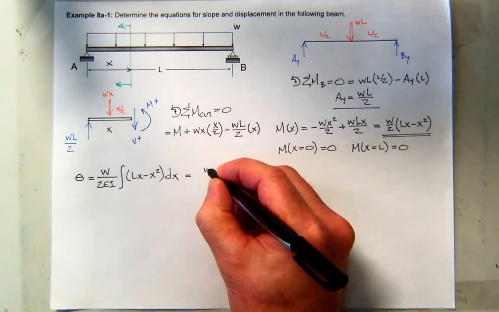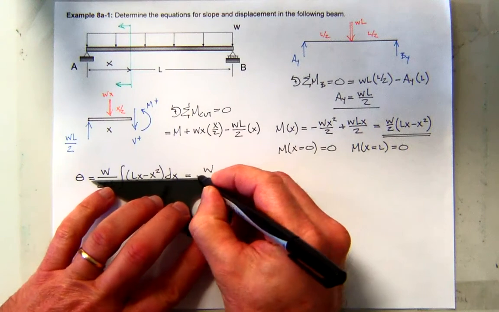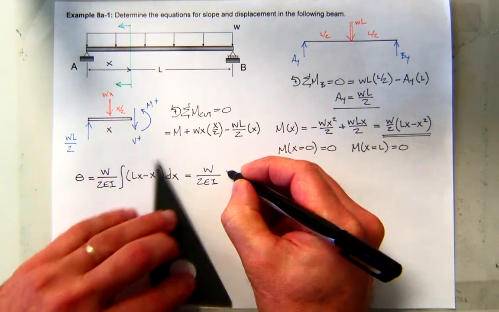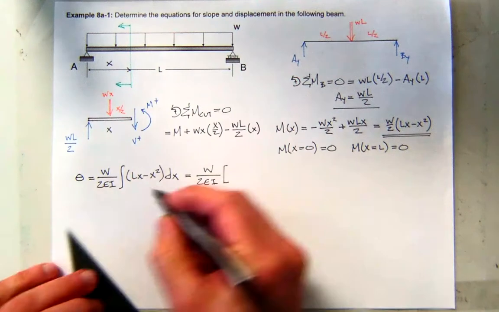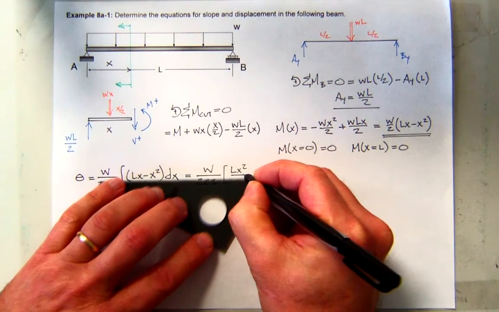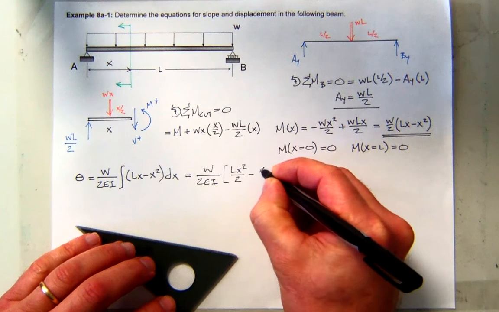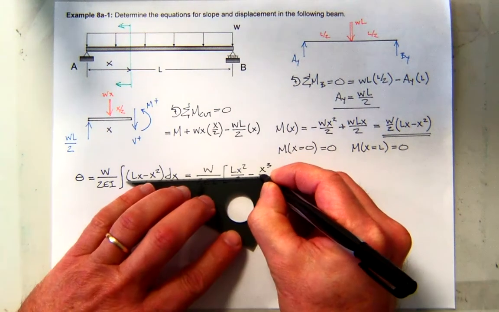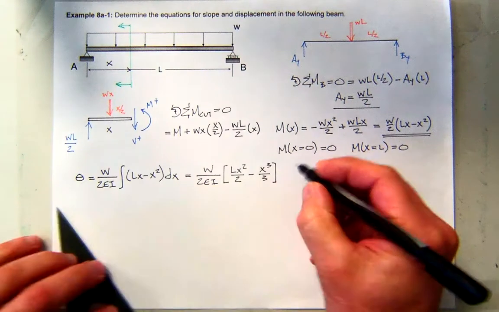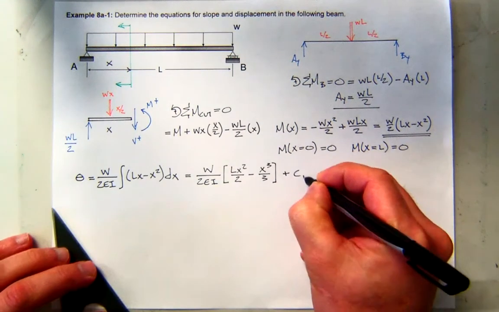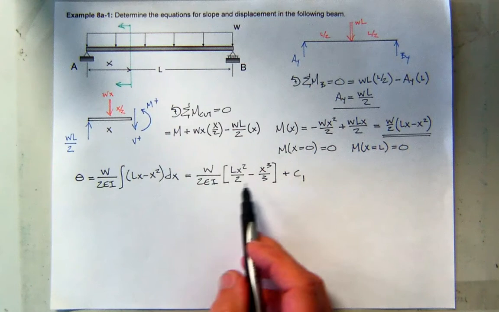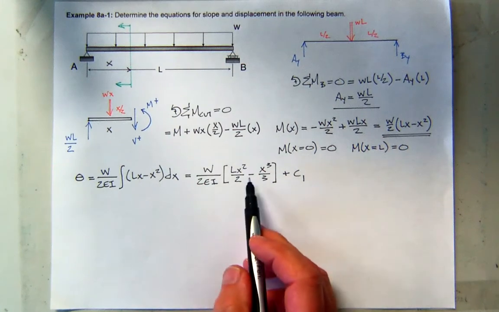That's pretty cool. So I think you guys can do that. So it looks like W over 2EI stays there, and then I'll have this integral, that'll be LX squared over 2 minus X cubed over 3. This is an indefinite integral, so I pick up an integration constant. I'll call it C1. So there's my expression for slope anywhere in the structure as a function of x.